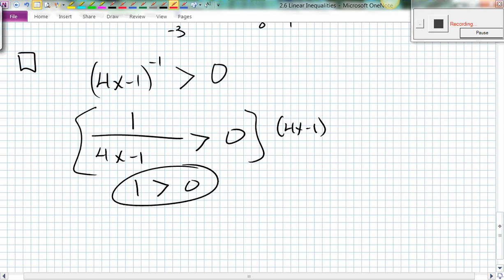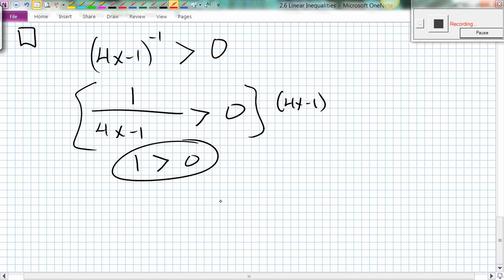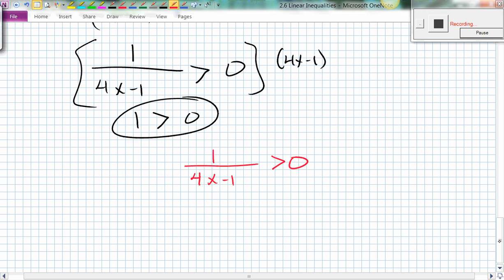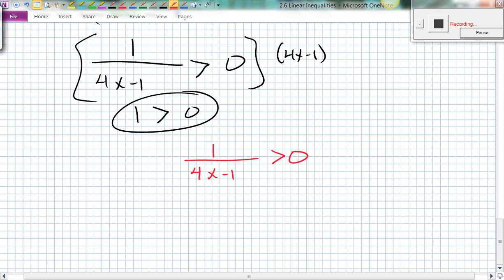I think I know what the answer is. Is it every real number except 1/4? Nope, but you're close. Every positive real number except for 1/4? Quinn, what do you think? X is greater than 1/4. That is the right answer. X is greater than 1/4. So, how do we get that?